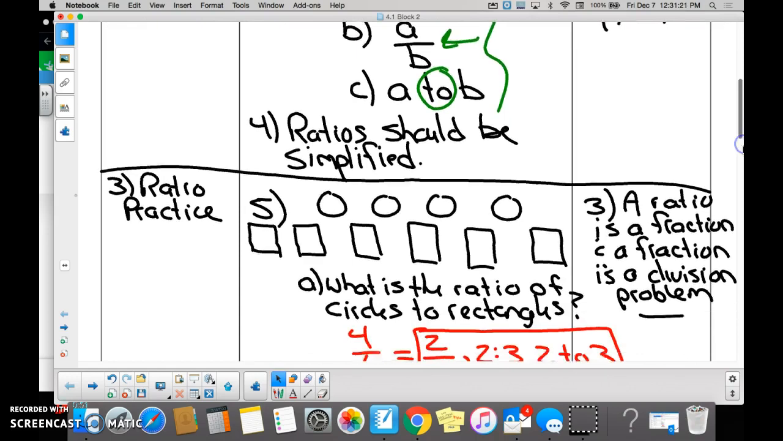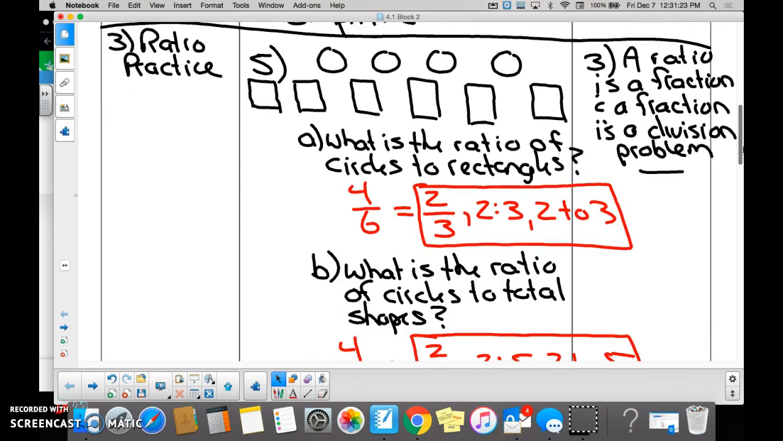Number 3. So I asked you for main idea number 3, note 5. I asked you, what is the relationship or the ratio? Ratio is the relationship, right? What is the relationship between circles and rectangles up there? And you guys all said the relationship is how many circles? 4. To how many rectangles? 6.